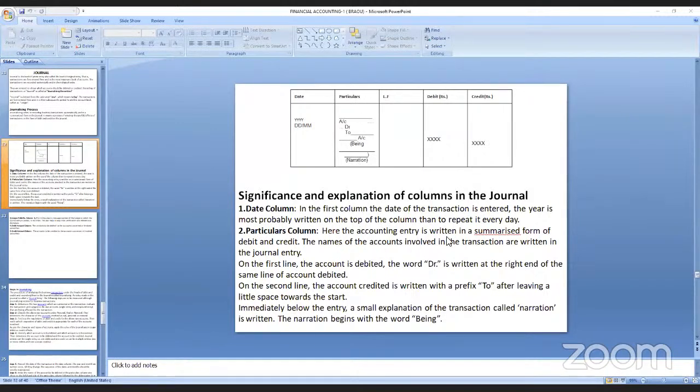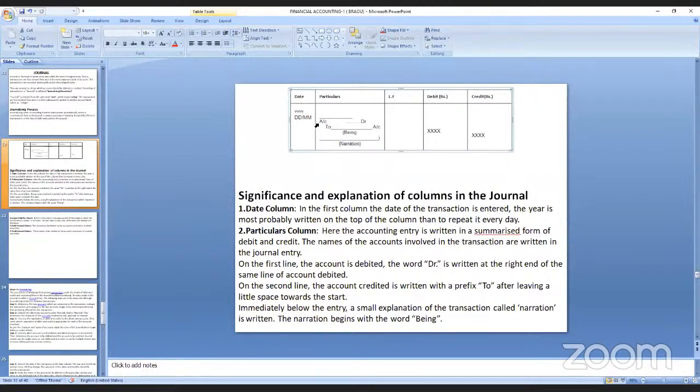Here we will be writing in summarized form which amount will be debited and which amount should be credited. It means all the accounts involved in the transaction are written in the journal entries. This is a journal entry. On the first line, the account debited is written at the left end, and the amount is written at the right end of the same line. See here, like purchases account debit. Debit means you have to write it on this side. It will be written like this: purchases account debit.